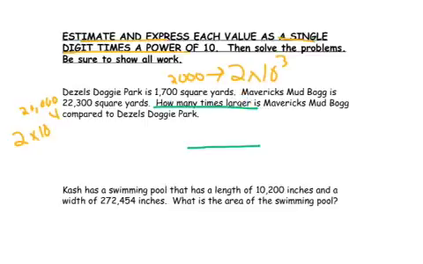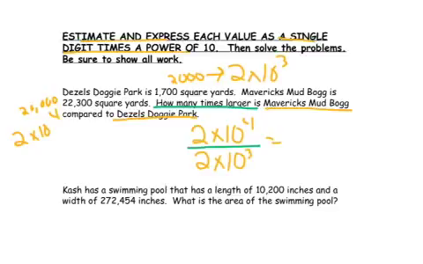Remember, take whatever it states first in the question. So it says Mavericks Mud Bog, so I would put that in my numerator since that was stated first, compared to Diesel's Doggy Park, so I would put that in my denominator since that was stated second.